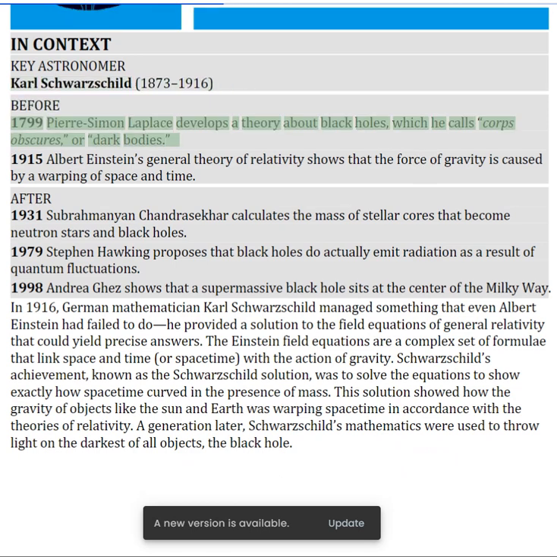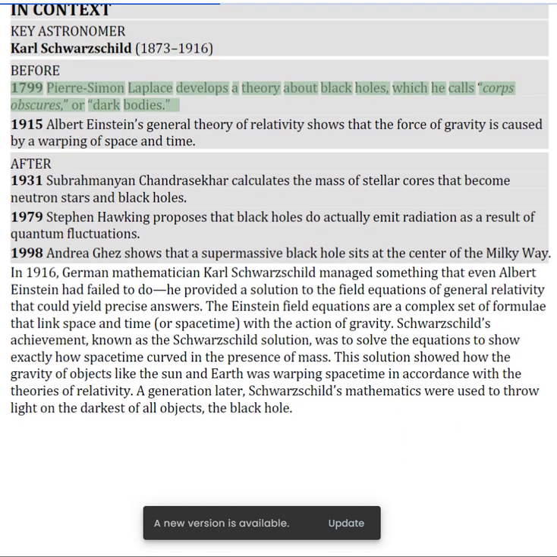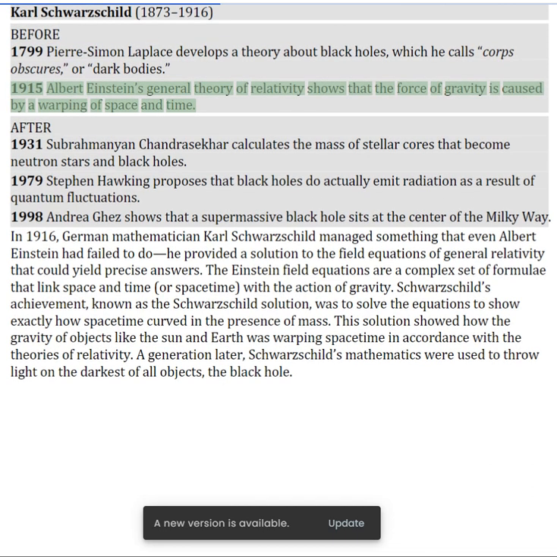Before. 1799 Pierre-Simon Laplace develops a theory about black holes, which he calls corps obscurs, or dark bodies. 1915 Albert Einstein's general theory of relativity shows that the force of gravity is caused by a warping of space and time.